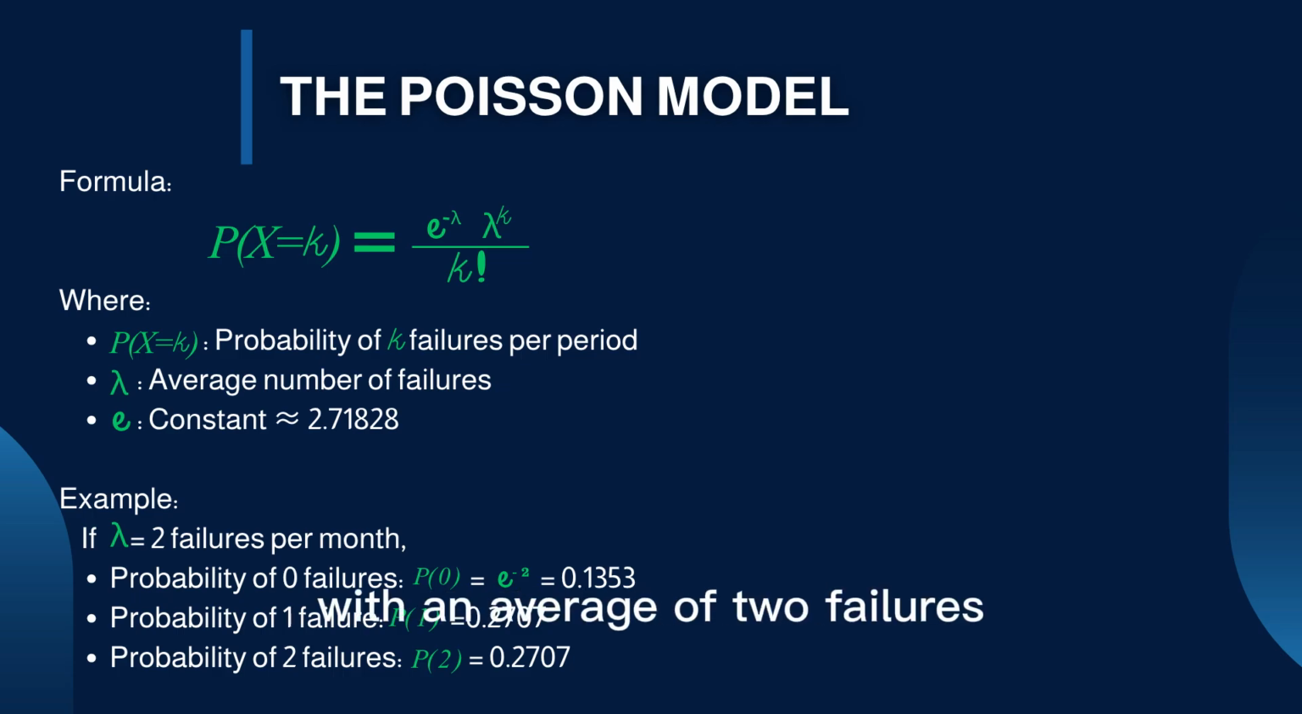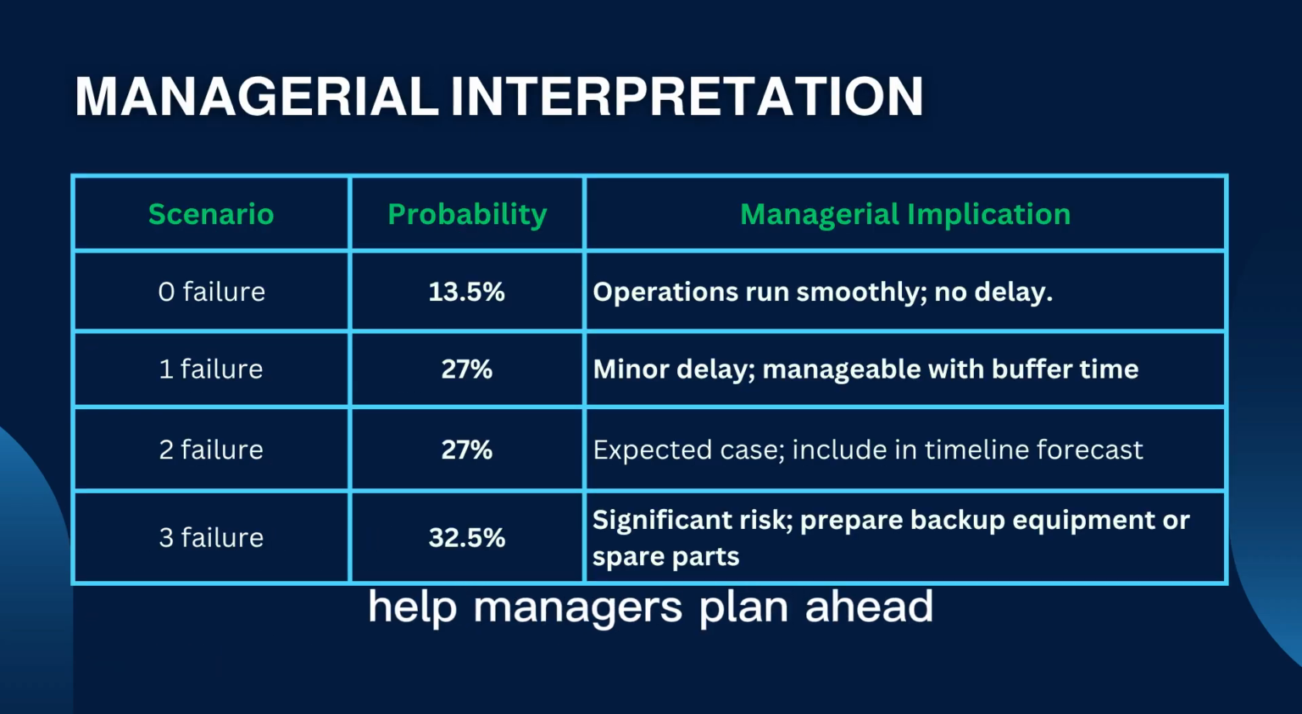For Medivance, with an average of 2 failures, there's a 13.5% chance of none, 27% for one, and another 27% for two. These stats help us predict disruption levels. These probabilities help managers plan ahead. Expect about 1 or 2 failures each month, so Medivance should factor that into the schedule. If there's a chance of 3 or more failures, have spare equipment ready.